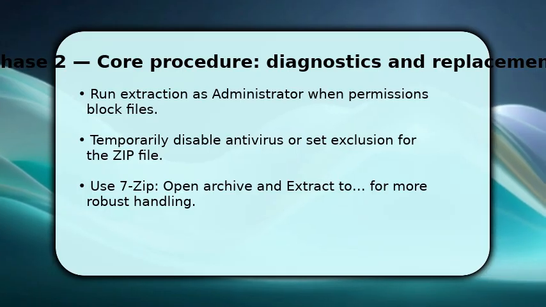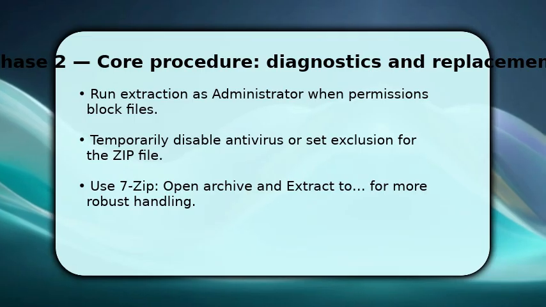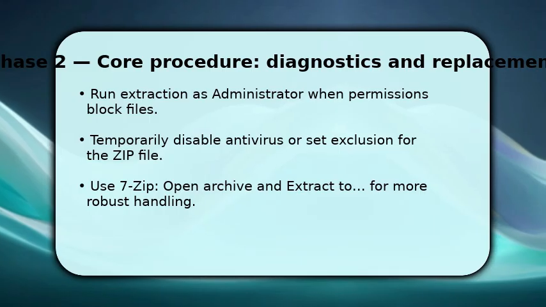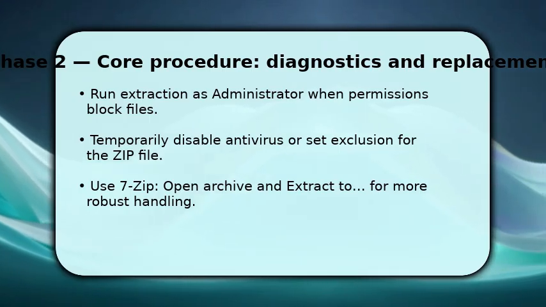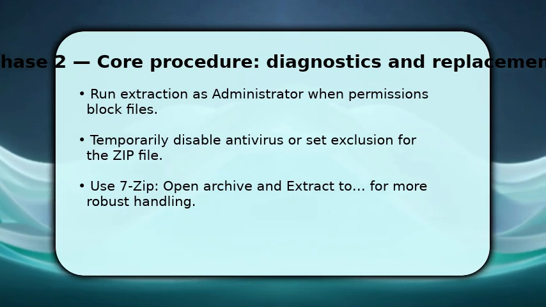When File Explorer fails on complex archives, use 7-Zip. Open the archive and choose Extract to, since it handles non-standard compression and path length issues better. This explains why a third-party tool often succeeds where Explorer does not.